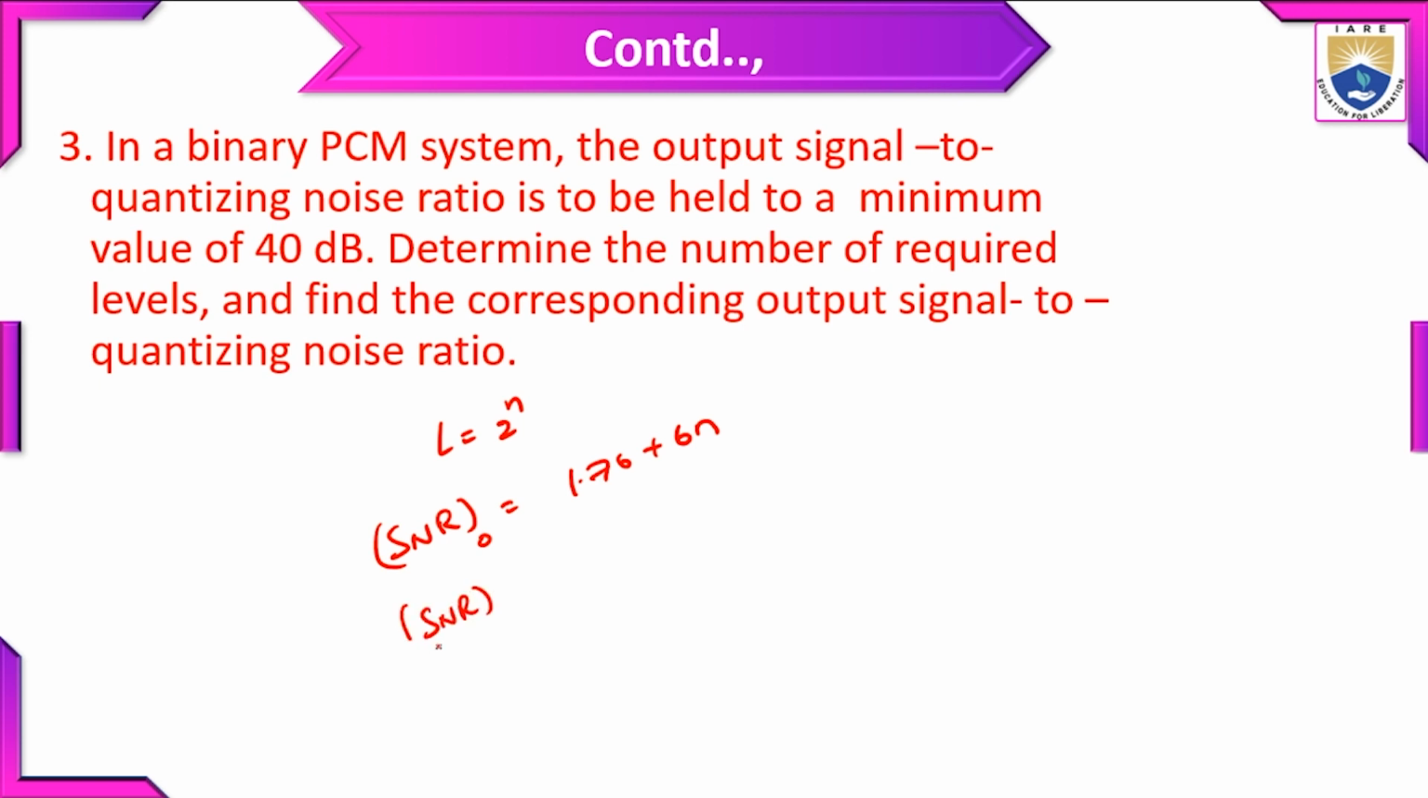So the given SNR in dB is 40 dB. Now convert this 40 dB into a value. So the SNR output is equal to 10,000. So convert 40 dB into the 10,000 value. So here you are going to find this L value.